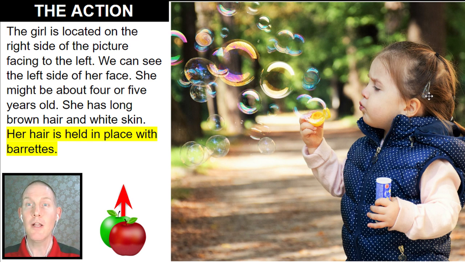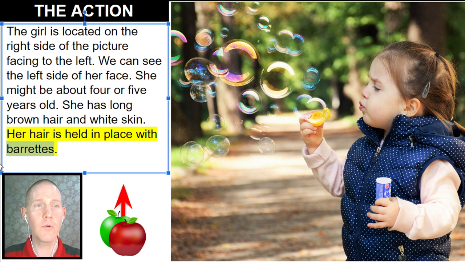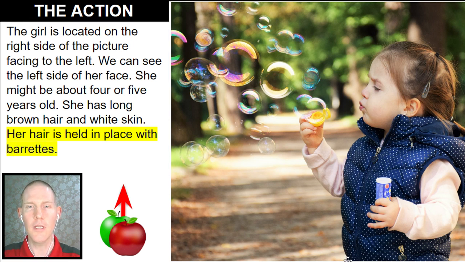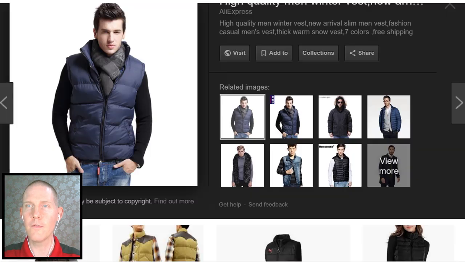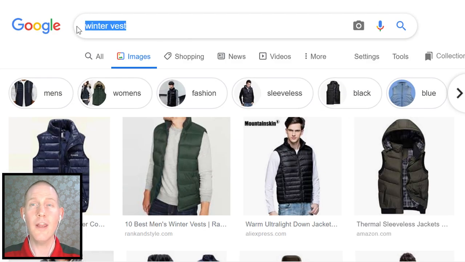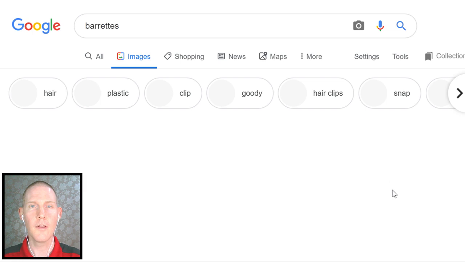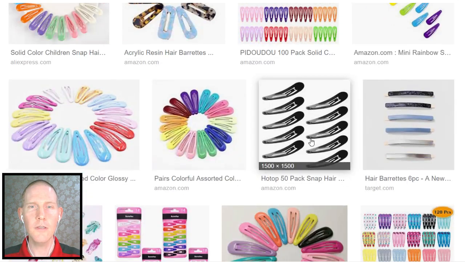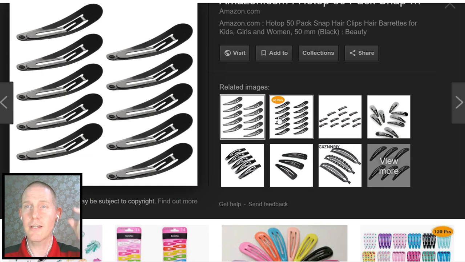What are barrettes? Well, I have 2 sisters and a daughter and a wife, so I'm familiar with what barrettes are. And it's small in the picture, so let's take a look. We're going to copy the word and go look at an image of barrettes and make sure we understand what they are. Okay, so this was the vest, right? This is what she's wearing, but in her hair she has barrettes. Alright, so barrettes are basically like clips for your hair, right? Well, not my hair. I have no need for barrettes because my hair is so short.